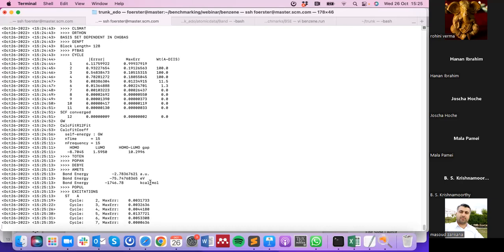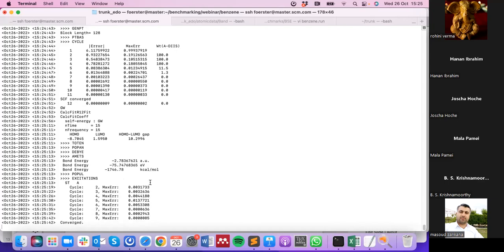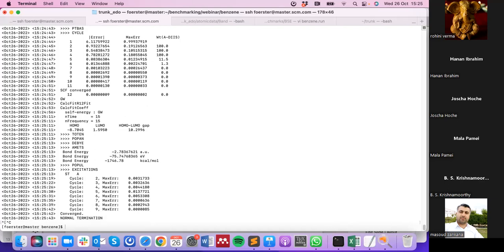So that's often kind of a problem of GW calculations in practice. When you do G0W0, you kind of need to know what works well. It's a little bit like DFT, right? So let's look at the result.